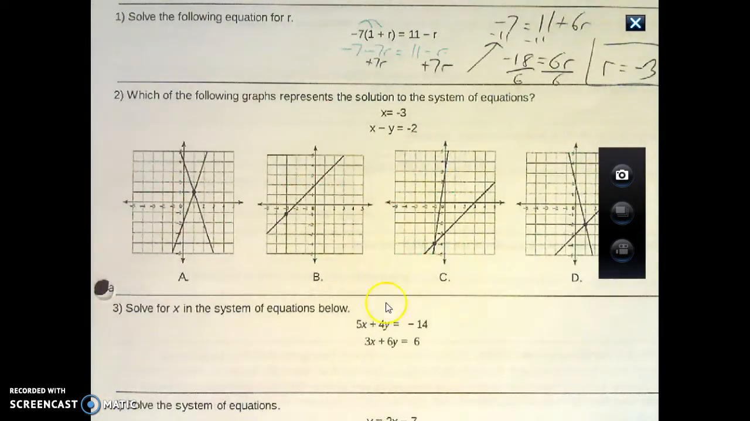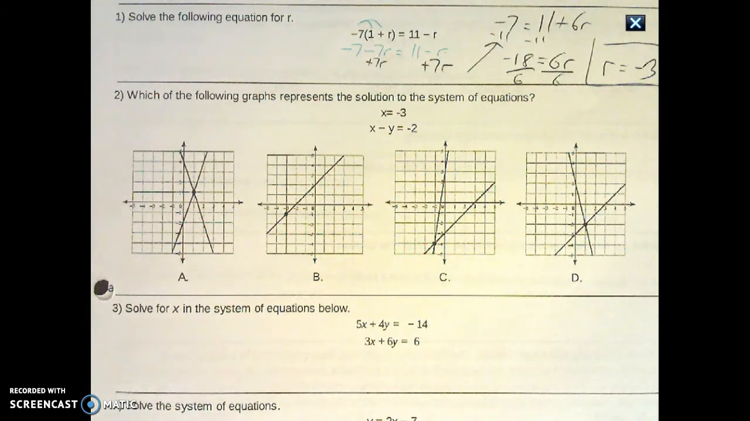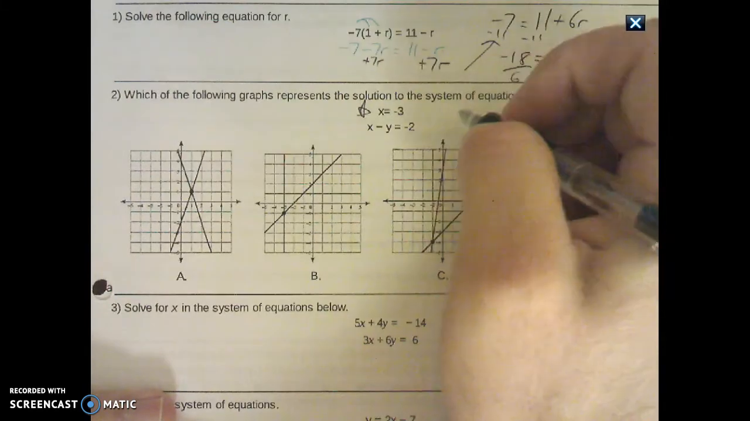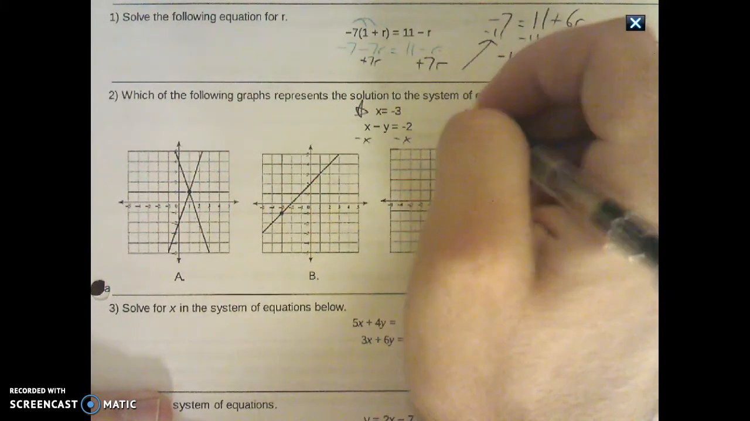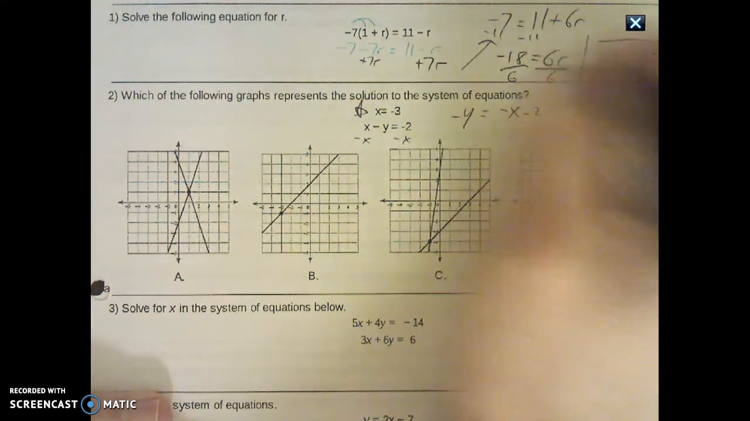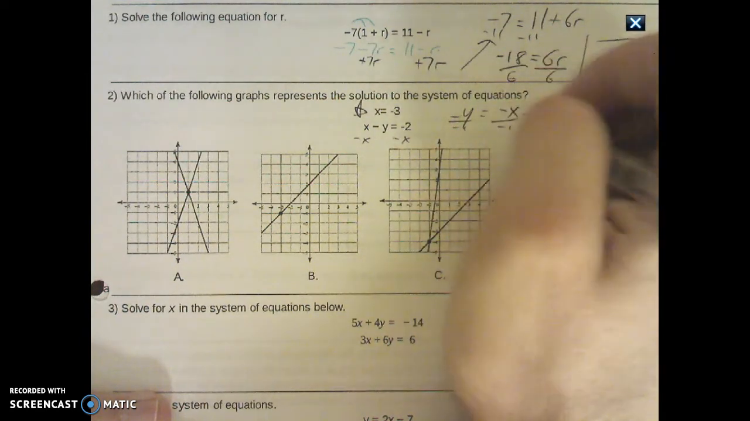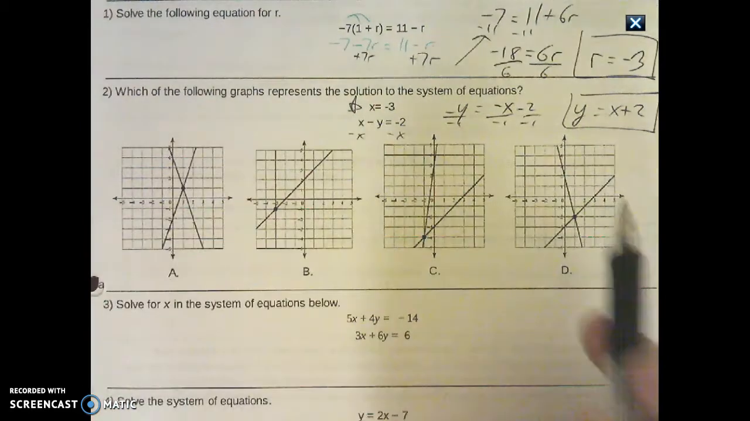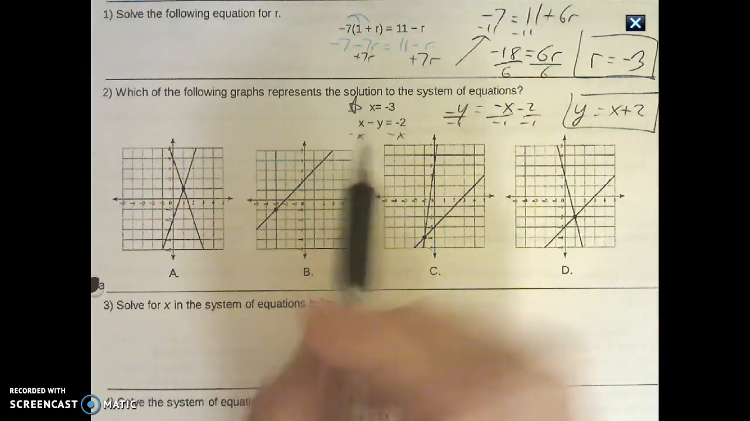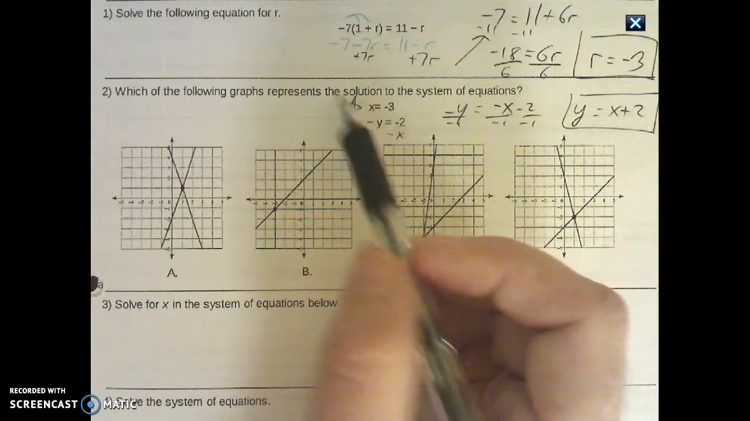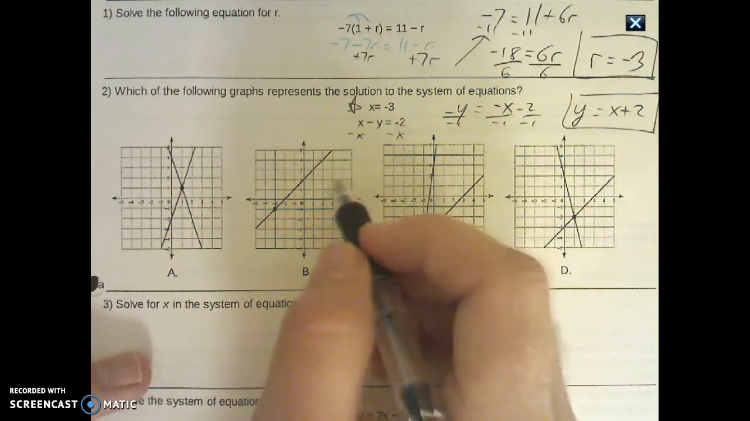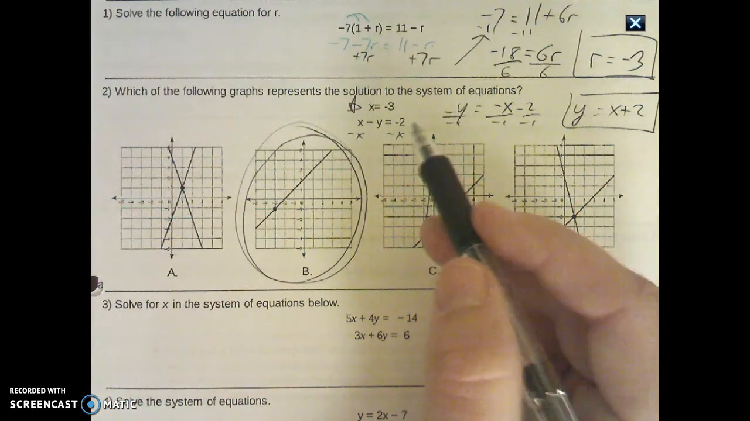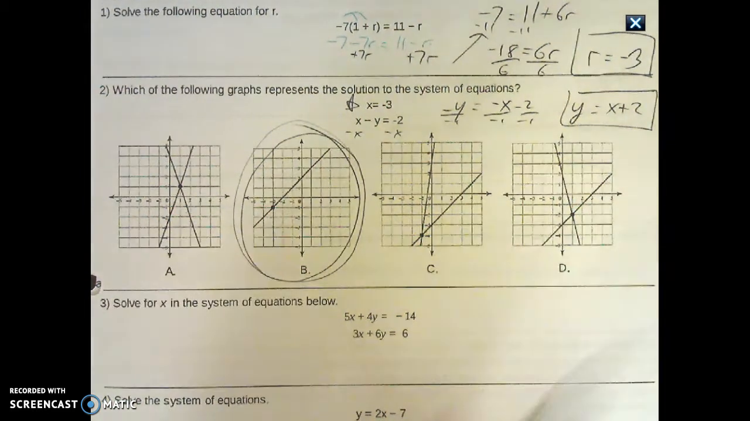Our next graph here, number 2. You are getting y by itself. Now we do get lucky in this one because x equals negative 3. But down here, I can subtract x over. Negative y equals negative x minus 2. Divide everything by negative 1. Y equals x plus 2. So if I'm looking for a graph that has x plus 2 and also x equals negative 3, this is the lucky one. X equals negative 3 is a vertical line. The only graph that has a vertical line through negative 3 is B. Again, on our test, we are getting y by itself and using your graphing calculator.